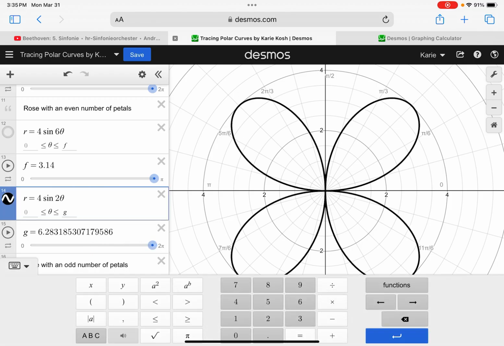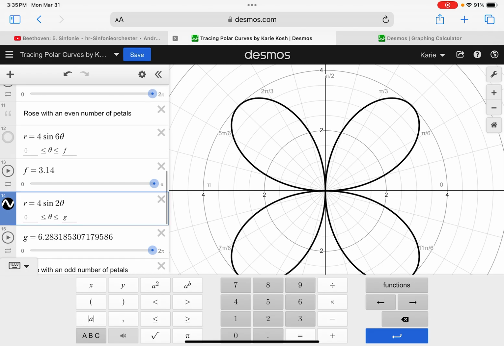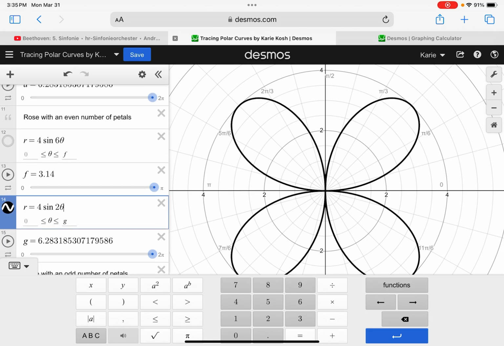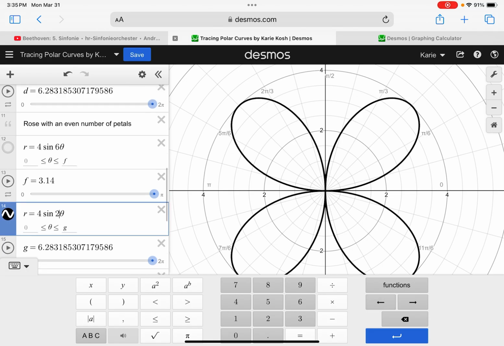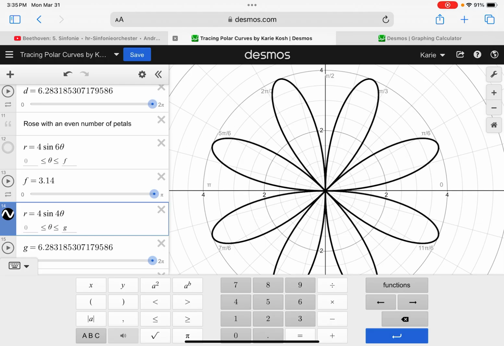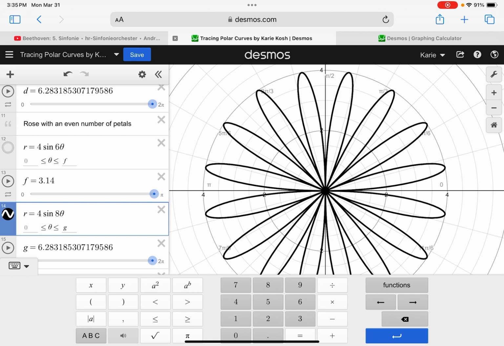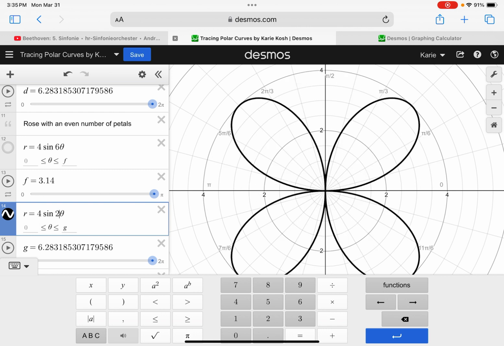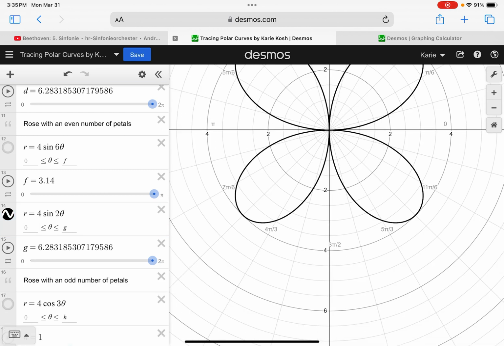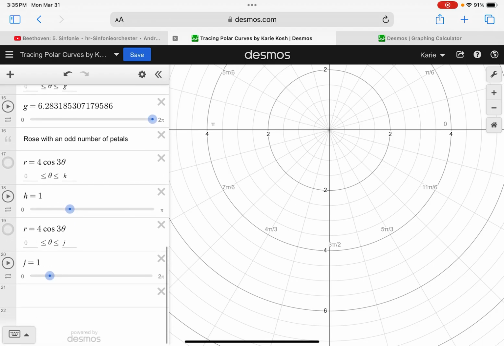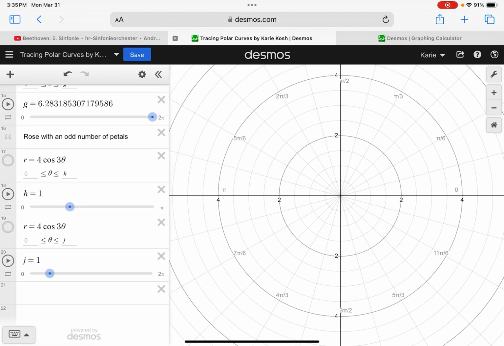Same idea here. Okay, I'm struggling. Oh, okay, let's do this. There we go, sorry. If I had 4, it gives us 8 petals. If I have 6, it gives me 12 petals. If I have 8, it should give me 16 petals. That's very fun. Okay. However, the cool thing, so now if I have an odd number of petals, check this out.